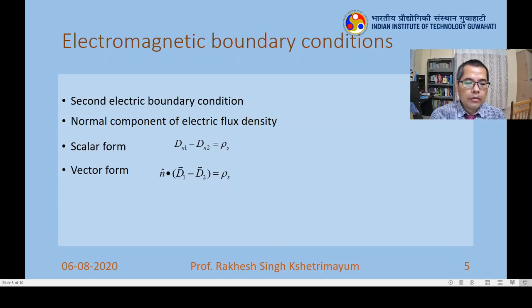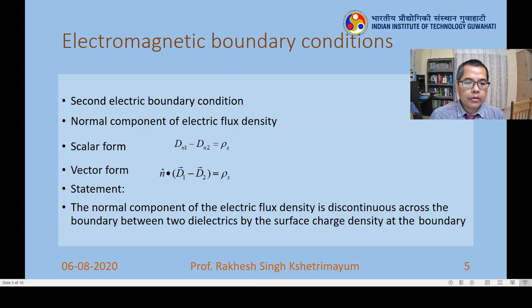From the scalar form, we can write the statement for this second electric boundary condition as: the normal component of the electric flux density is discontinuous. It is not continuous across the boundary between two dielectrics. And how much is the amount of discontinuity? That is the surface charge density at the boundary.